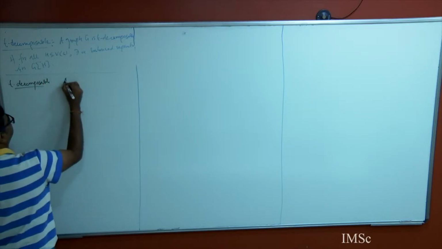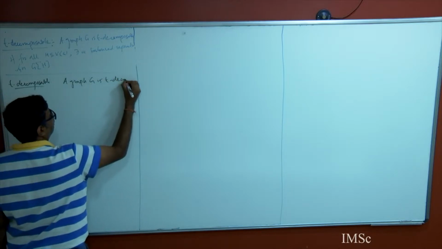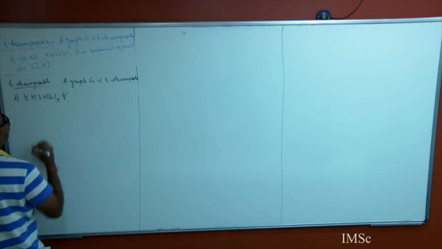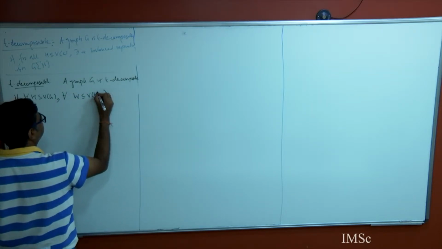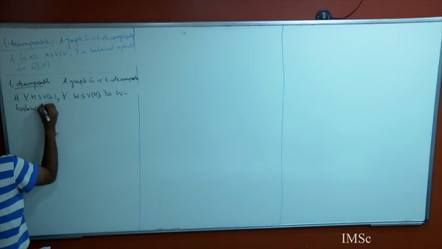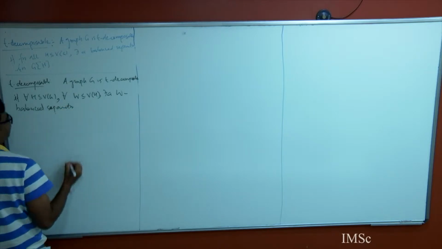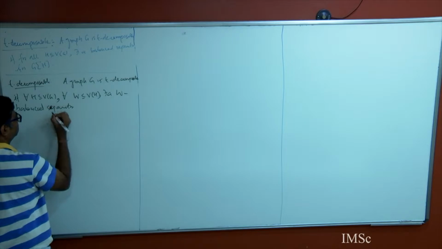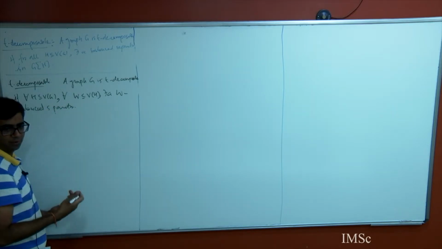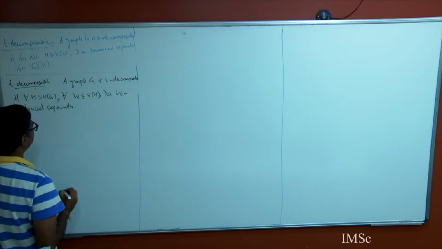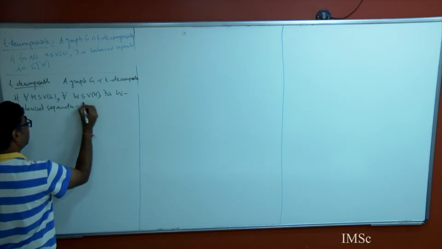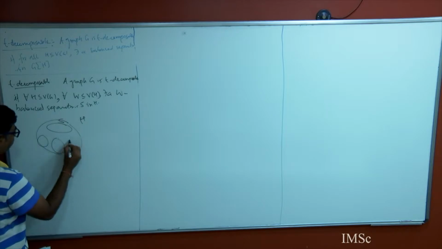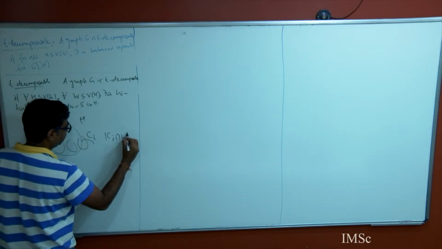And what did we say? A graph G is T decomposable if for all H subset of Vg, for all W subset of Vh, there exists a W balanced separator S in H, which basically means you have H here and you will find your S. And then if you look at the connected components, for any Ci, Ci intersection W is at most W by 2.